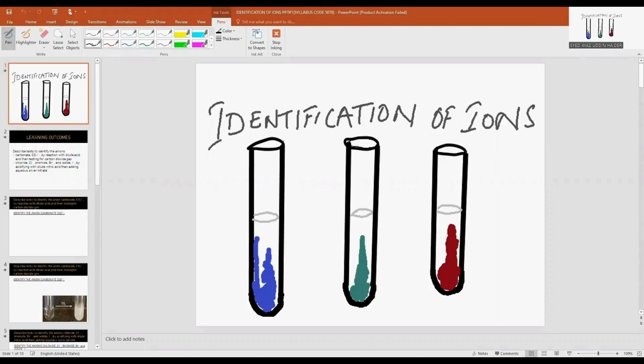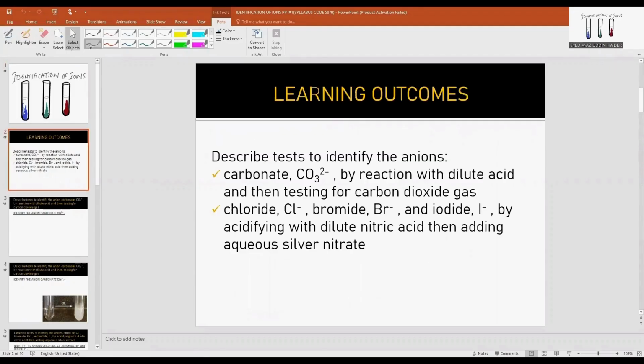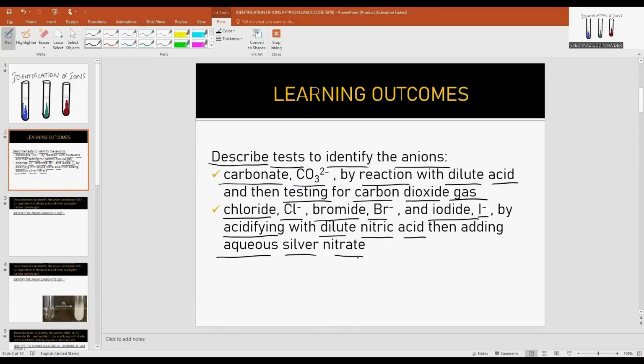In this lesson, I will begin the new topic, which is about identification of ions. The learning outcomes for this lesson are to describe tests to identify the anions carbonate, CO3 2-, by reaction with dilute acid and then testing for carbon dioxide gas; and chloride, Cl-, bromide, Br-, and iodide, I-, by acidifying with dilute nitric acid and then adding aqueous silver nitrate.